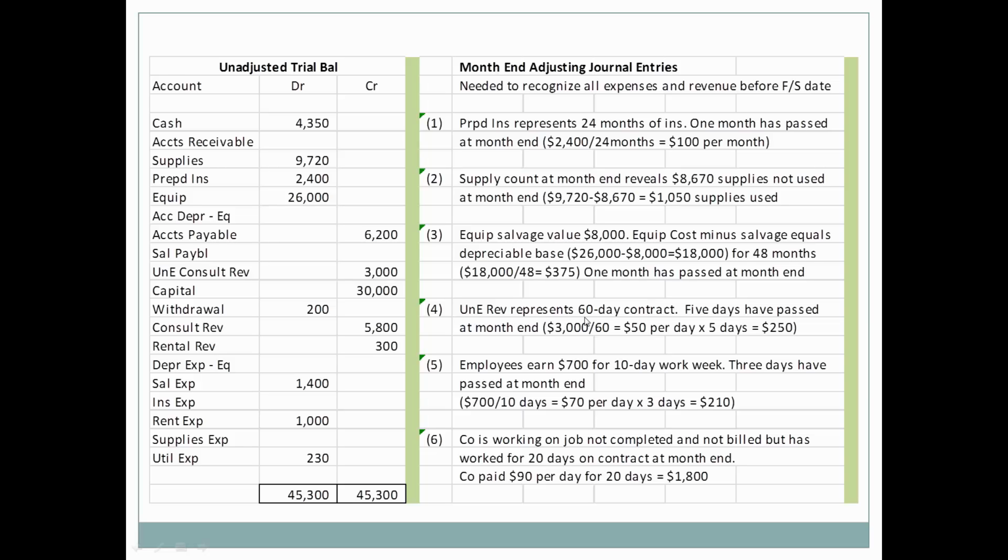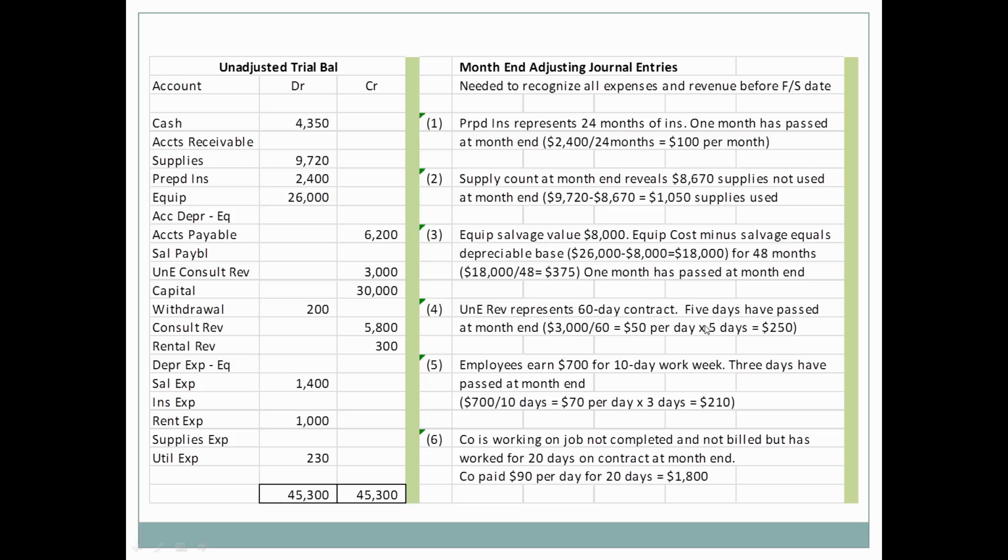Unearned revenue represents a 60-day contract. 5 days have passed at month end. So $3,000 divided by 60 days means that we're earning $50 a day. 5 days have passed, so this means that we can recognize $250 of revenue.